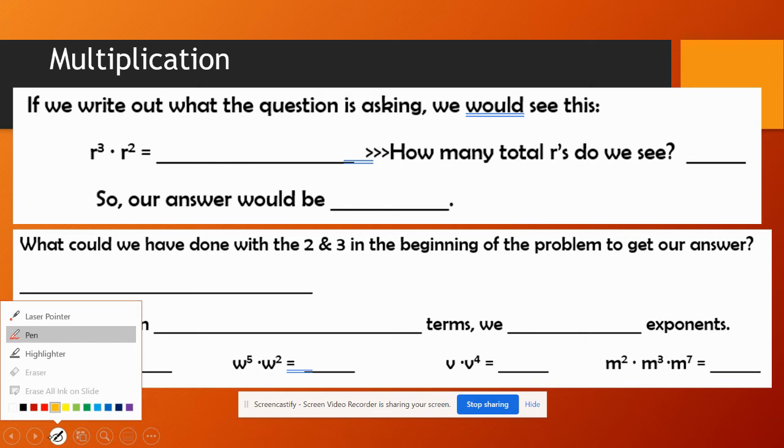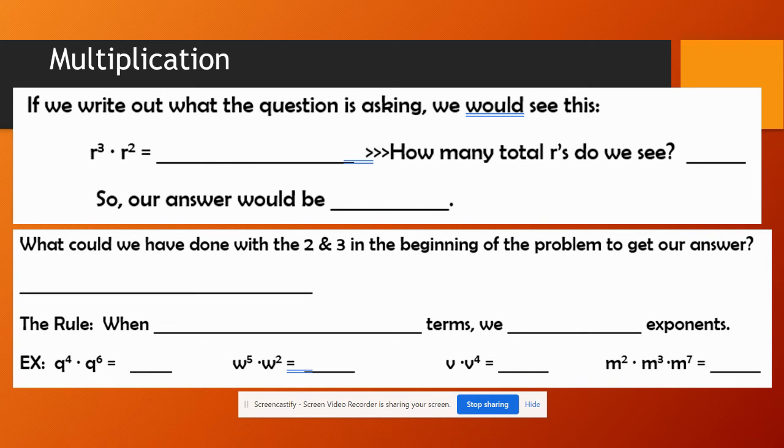Multiplication. All of these exponent rules are really just shortcuts. They're helping us not have to write everything out super long. So if we were writing this out, r to the third would mean r 3 times, and then we have times r squared, which is another 2 r's. So how many total r's do we have written there? Well, if we count them up, we have r to the fifth, or 5 r's. So our answer is r to the fifth.